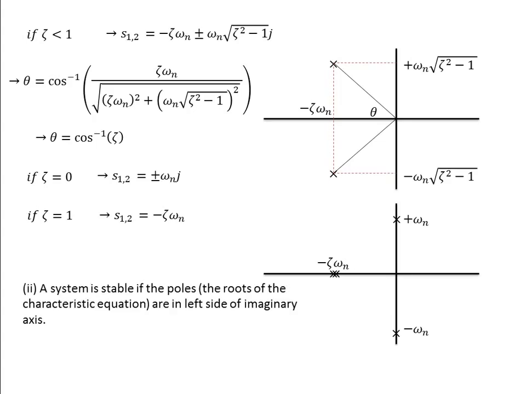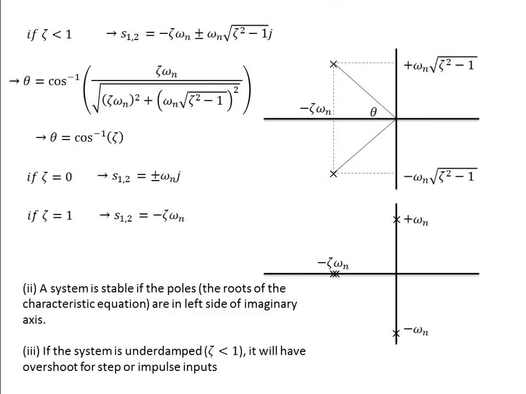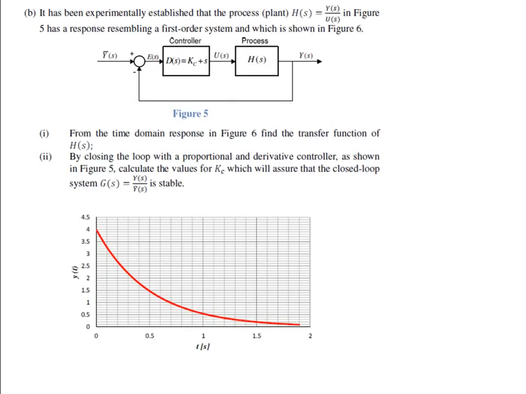For the second part, we're looking for which case the system is stable. The system is always stable because we have minus zeta omega n as the real part, and since zeta is positive and omega n is positive, minus zeta omega n is always negative, so we always have a stable system. And the third one is asking for which condition we have overshoot in the response. We have overshoot in the response if our system is underdamped, or if the damping ratio is less than 1.